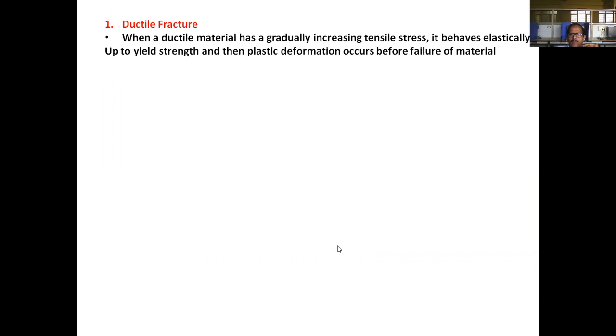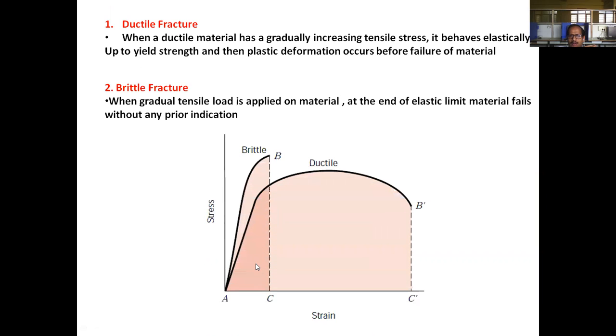So in case of ductile fracture, when ductile material has gradually increasing tensile stress, it behaves elastically up to yield stress, and then plastic deformation occurs with the failure of material. Let me show the same plot and explain. In case of ductile mode of fracture, suppose we start from point A, and when we start applying load, as stress increases, strain also increases, and they have a linear relation. This is called the elastic limit, up to this point.